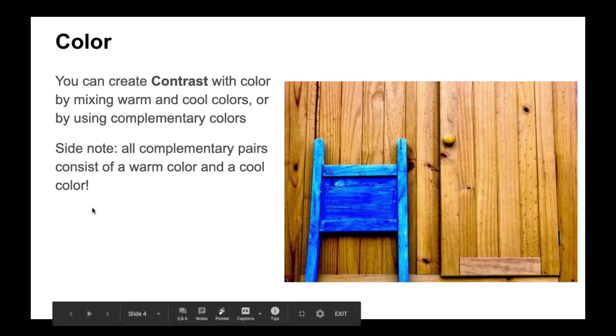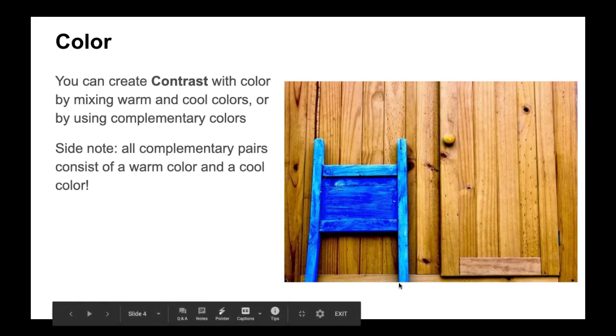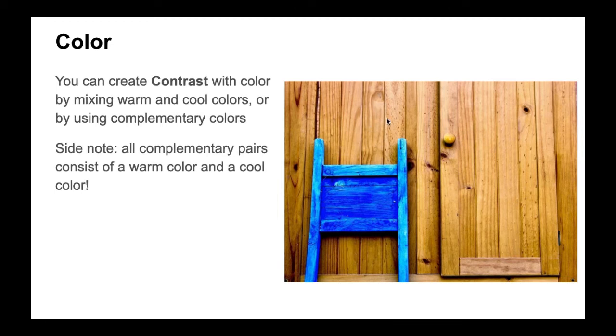So for me, the easiest one is color. And this image over here on the right has a kind of yellow-orange background with a blue chair. And so we have almost a complementary color scheme here. And so using complements is a really easy way to create contrast when you're using color.